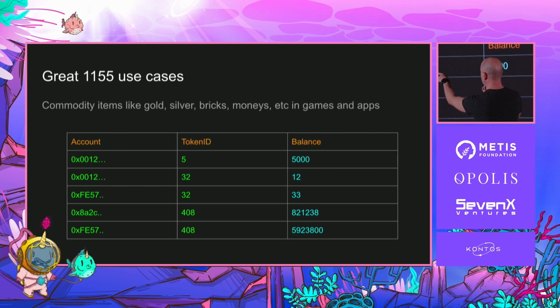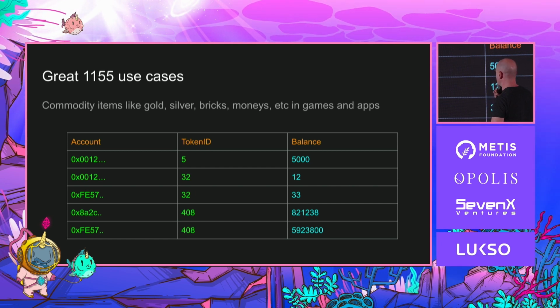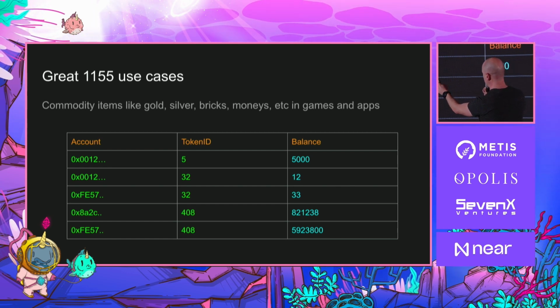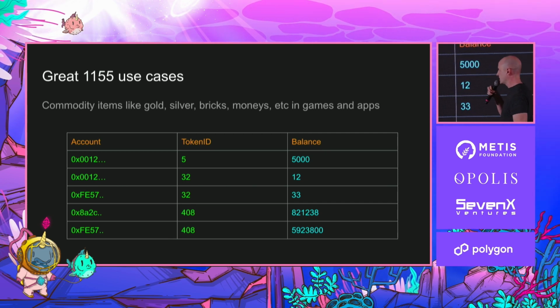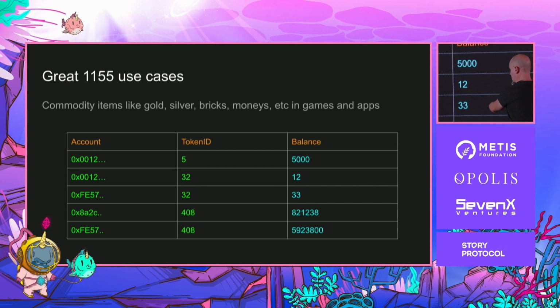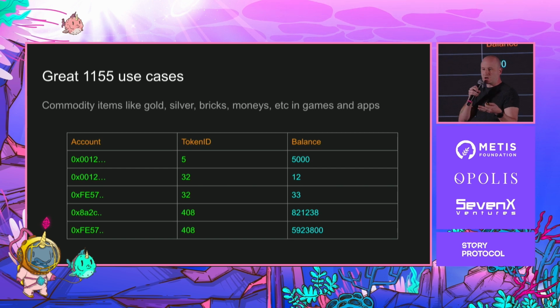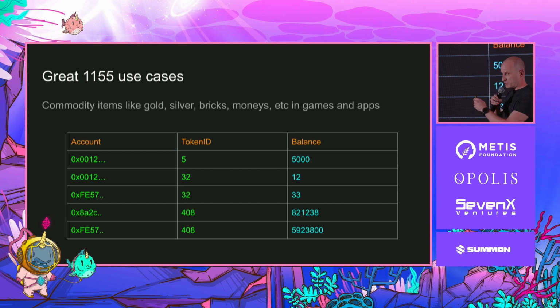And so we can see that there's one account, 0012, that has 5,000 of token ID 5, 12 of token ID 32, and then this other account has 33 of token ID 32, and then these other two accounts, say this is some, let's say token ID is like the in-game money or currency of some kind, and this account has 821,000, and that account has 5.9 million. It's really, really awesome at this because with one call, you can transfer millions of the quantity of that token ID to another user, and that's something that 721 just doesn't do, right? So for this use case, it's incredible.